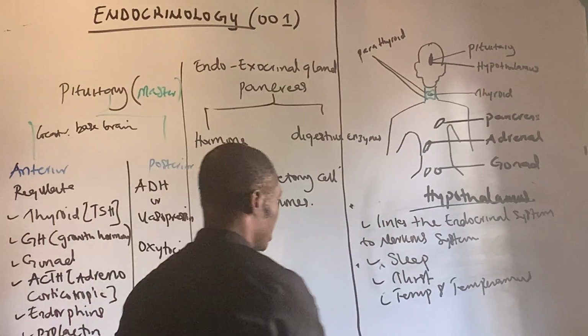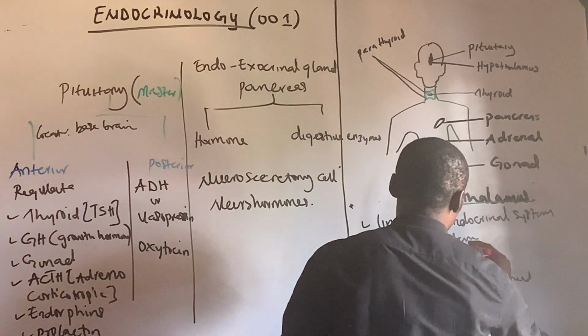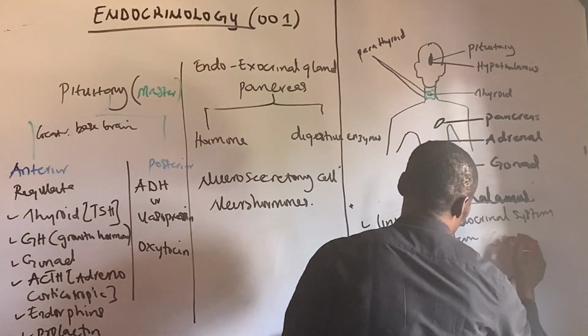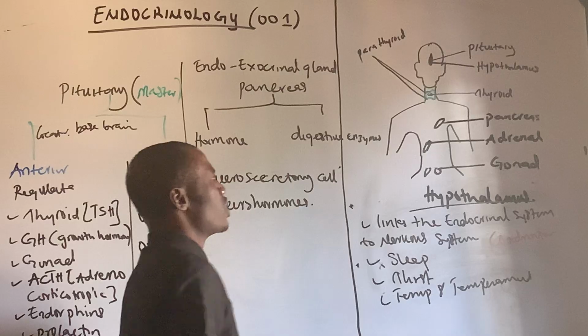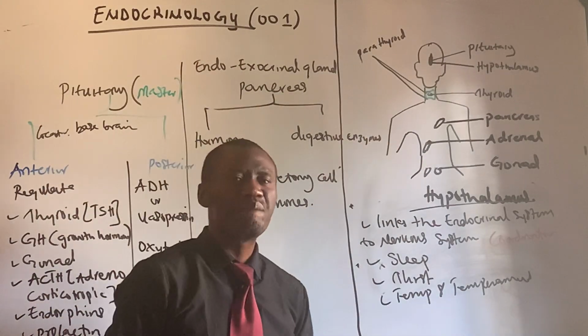You need to write that with a red ink. It's a coordinator, so we put that there as a coordinator. It coordinates the pituitary gland.